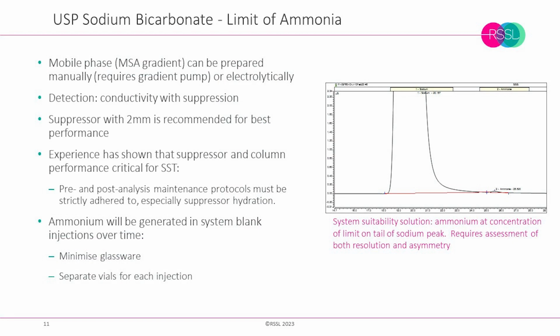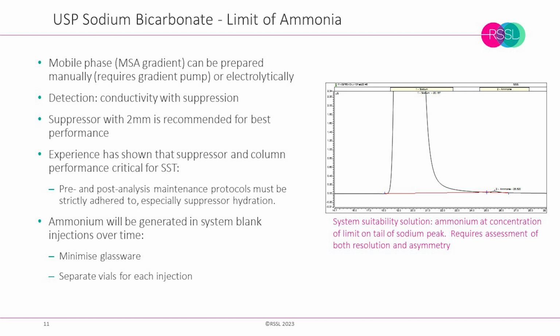Here we have a more established example of conductivity detection being used, this time in the limit test of ammonium in sodium bicarbonate. Eluent generator cartridges are available for cation analysis using MSA cartridges, as well as anion analysis. And fortunately, this monograph does stipulate that this mode of eluent preparation is acceptable. The monograph is quite unusual, as it uses an elution gradient to include a wash step. Most monograph methods are isocratic.